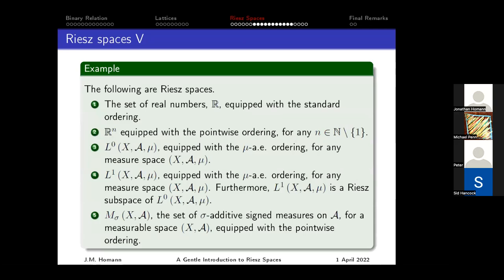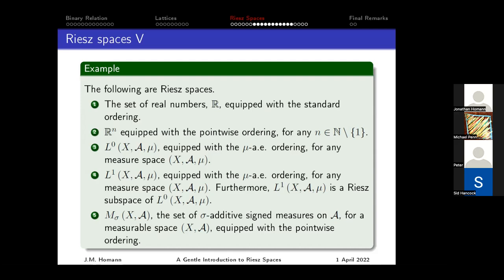So finally, some examples of Riesz spaces. If we consider the set of real numbers equipped with the standard ordering, then we know that R is a partially ordered set. We also know that R is a real vector space. And by the partial ordering, or by this total ordering, we know that the properties required to be a partially ordered vector space are satisfied. So R is a partially ordered vector space. And furthermore, we know that every pair of members of R have a supremum, since every pair of members of R are bounded above in R.